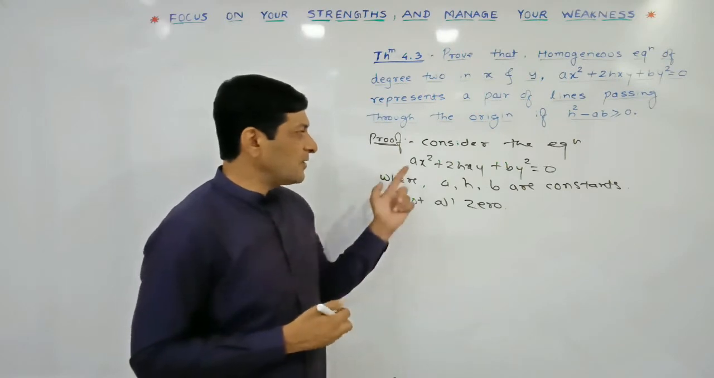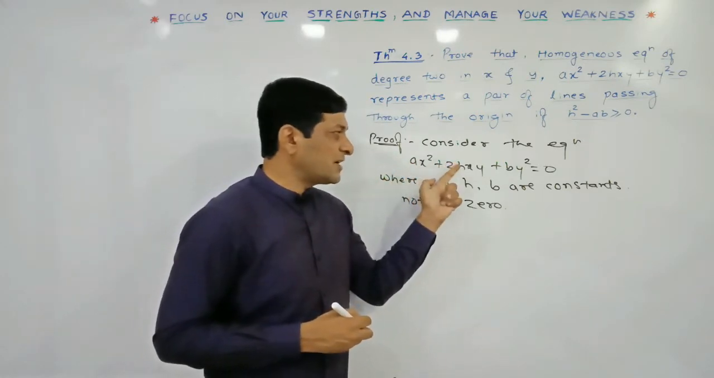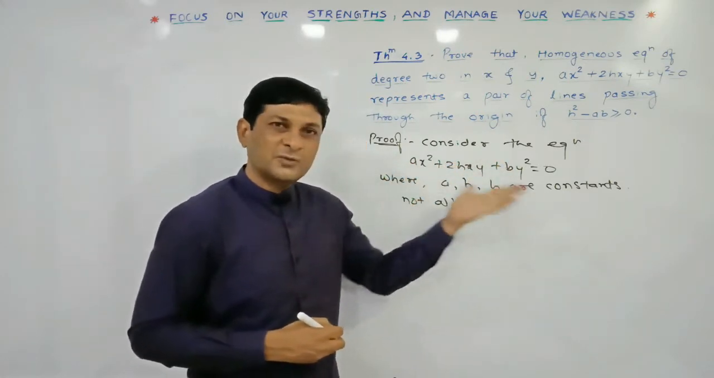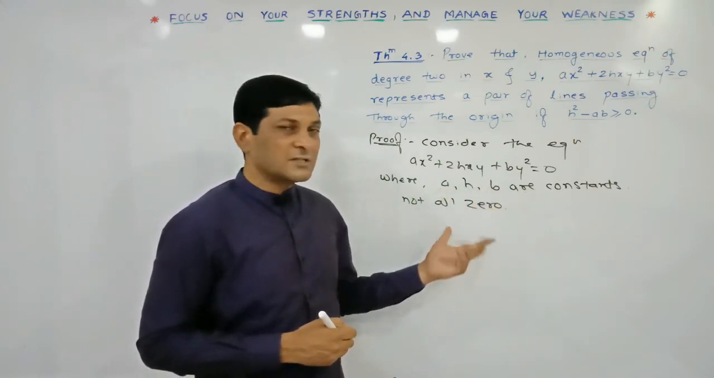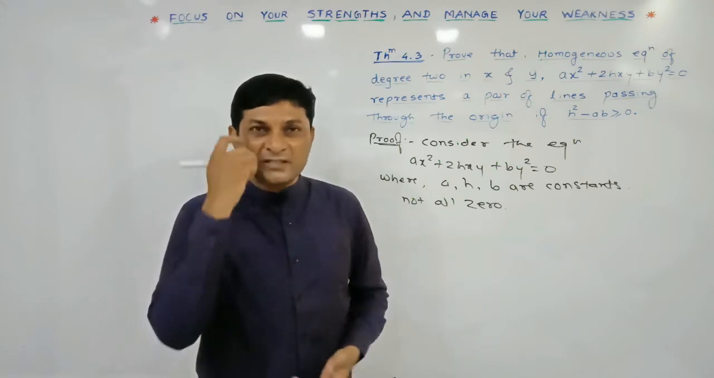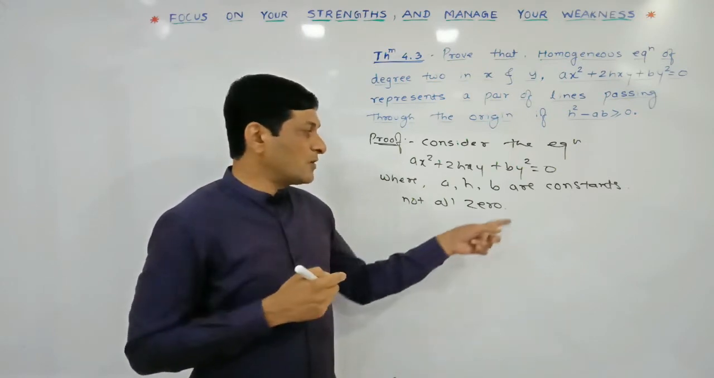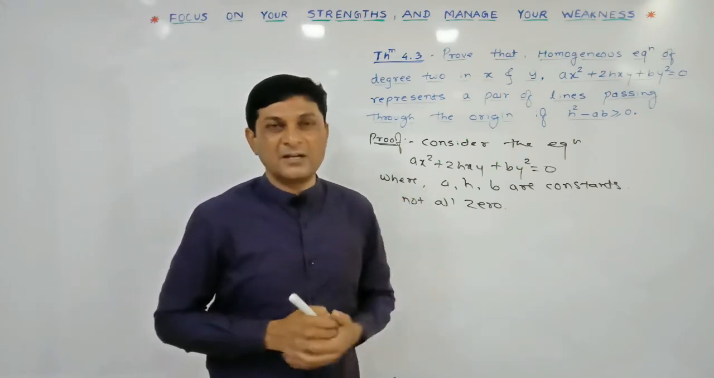If all the constants become zero, a becomes zero, h becomes zero, b becomes zero, then there is no equation left. That's why we have written that a, b, h are constants, and these constants take values from the real numbers and are not all zero. Hope the idea is clear to you.